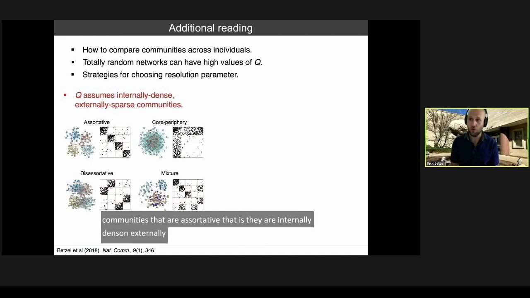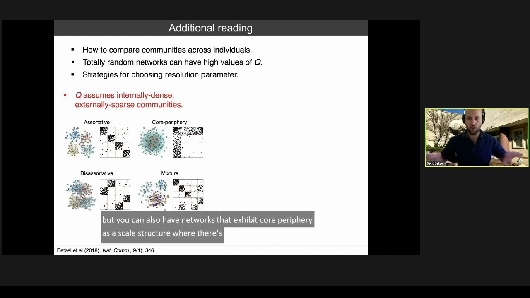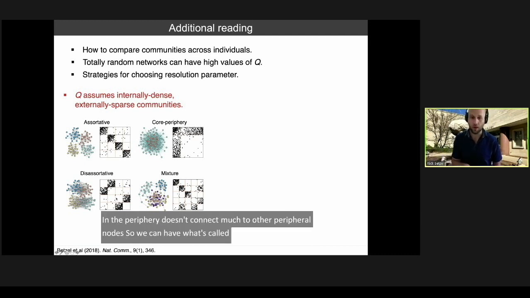This is a special case of mesoscale structure, and in reality, we can have very different classes of mesoscale structure. So you can have assortative, to be sure, but you can also have networks that exhibit core periphery mesoscale structure, where there's a strongly connected core that projects weakly to a periphery, and the periphery doesn't connect much to other peripheral nodes. We can have what's called a disassortative network, where rather than connections being concentrated within communities, they tend to fall between. Or we can even have mixtures of these three.